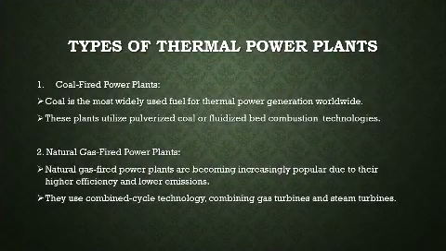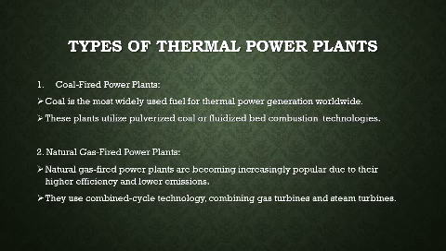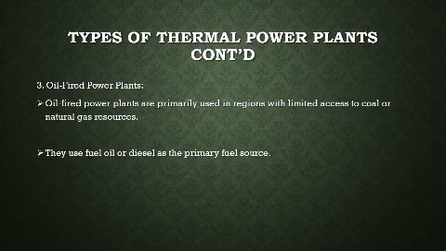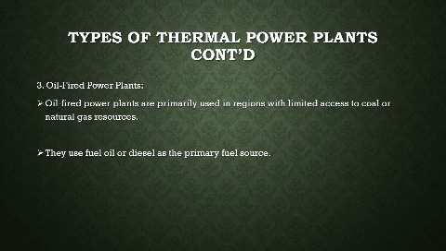Okay, we have types of thermal power plants. We have the coal-fired power plants, the ones that use coal for their combustion. We have the natural gas power plants, the ones that use natural gas for their combustion. We also have the oil-fired power plants. They also use that one for their combustion, so they use fuel or diesel as their primary fuel source.